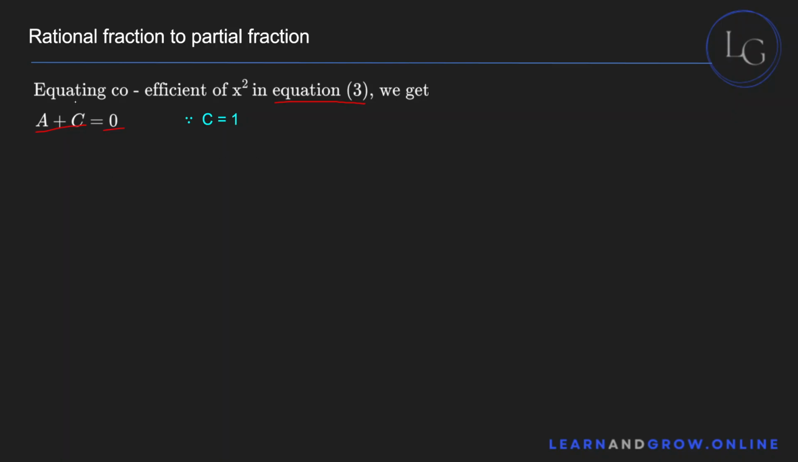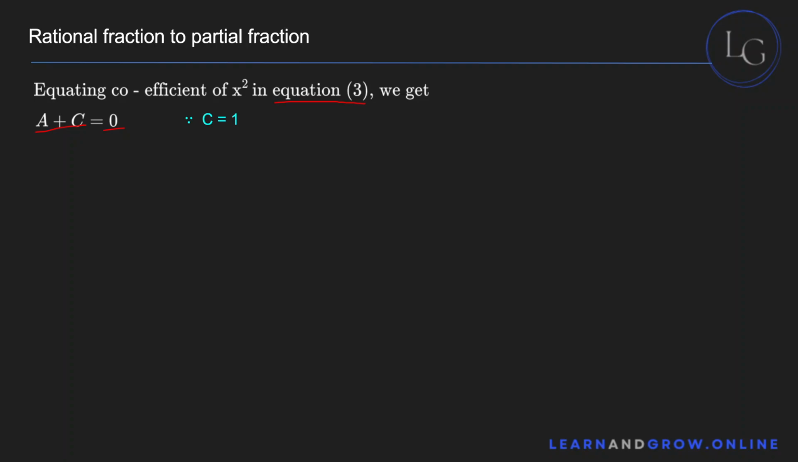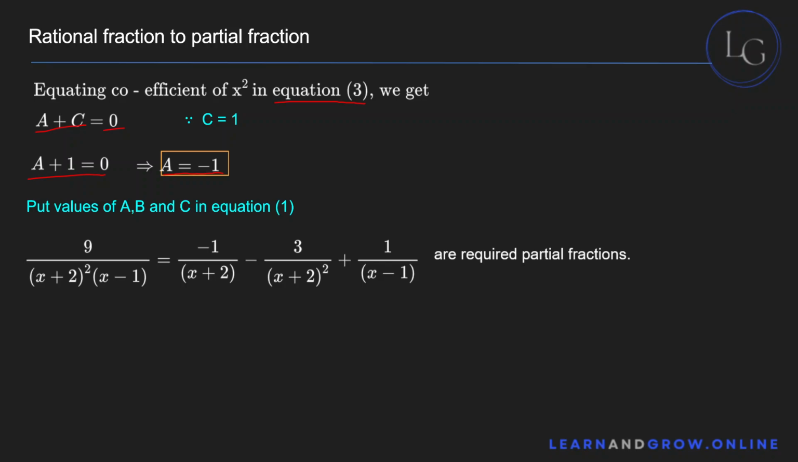And so when you plug in the value of a, and what did you find the value of a? Oh, sorry. When you plug in the value of c, you found the value of c to be 1. So when you plug in the value of c, you find that a plus 1 is equal to 0. And so a is equal to minus 1. Now we found the values of a, b, and c, and when you plug in those values in the original partial fraction that we found, you get this. And so you have resolved the equation given in the question into its partial fractions.